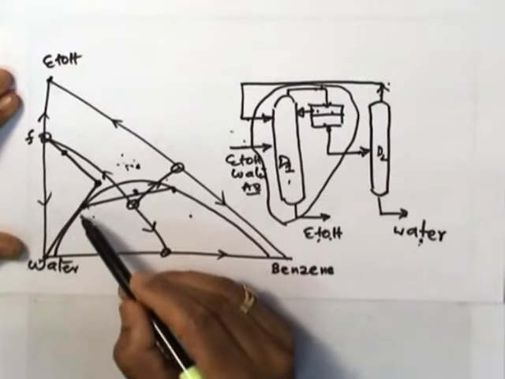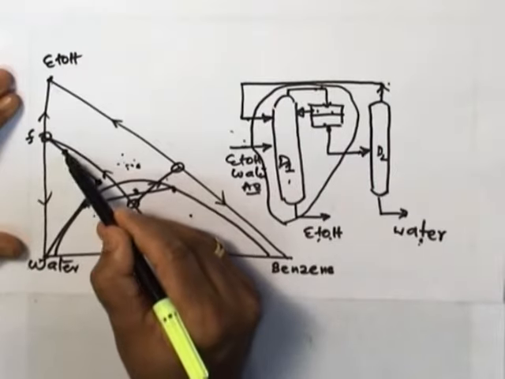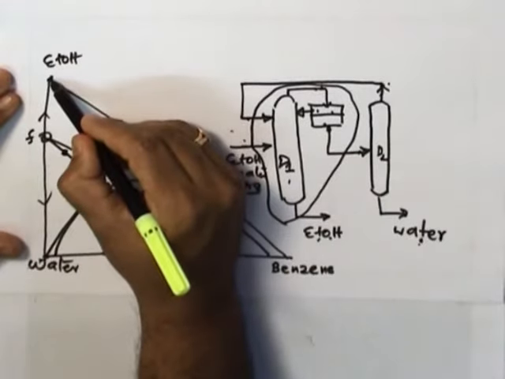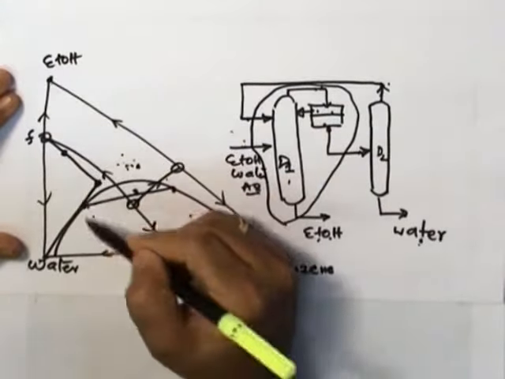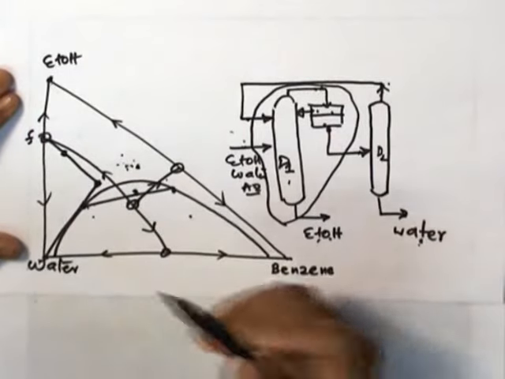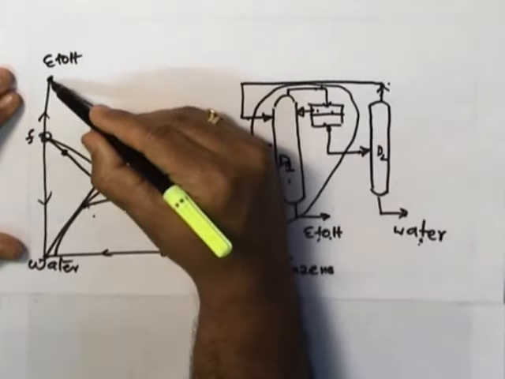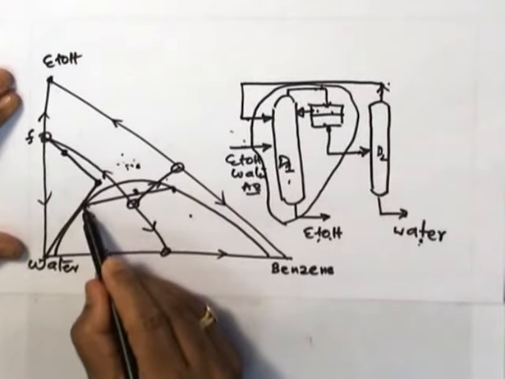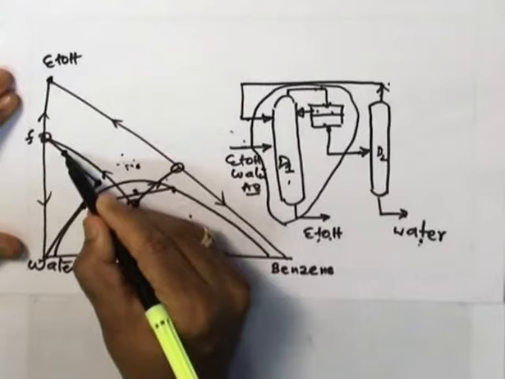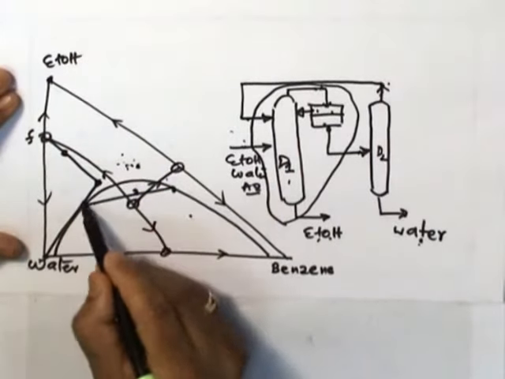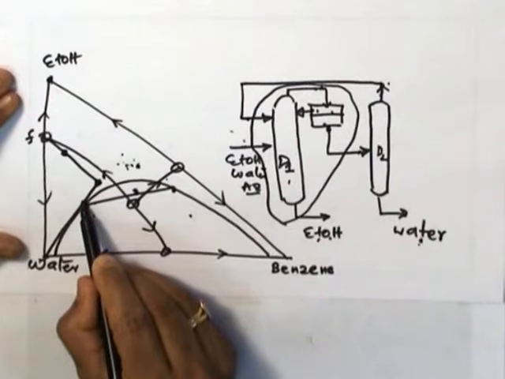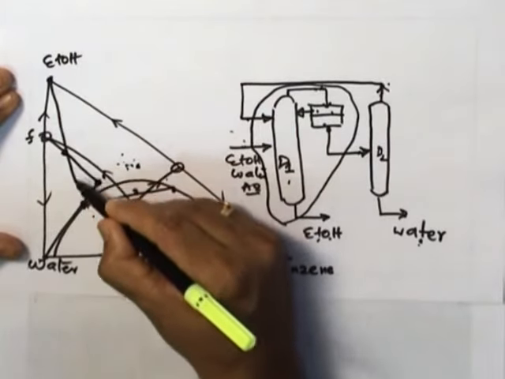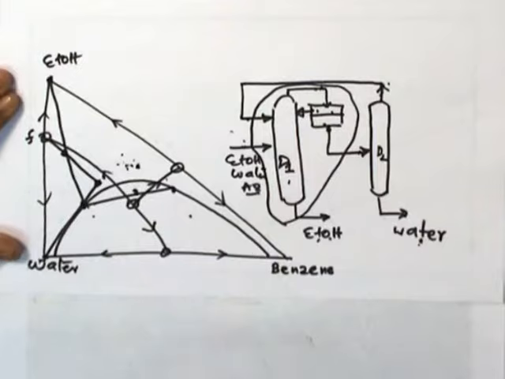Pure ethanol is sitting here. This is my feed, this is my resultant feed, pure ethanol, and this stream. Where is this composition? Here, right? So this point, and resultant feed should be on the same line. Resultant feed and top and bottom compositions should be on the same line. Are these on the same line? Ethanol, this particular stream, and the resultant feed.